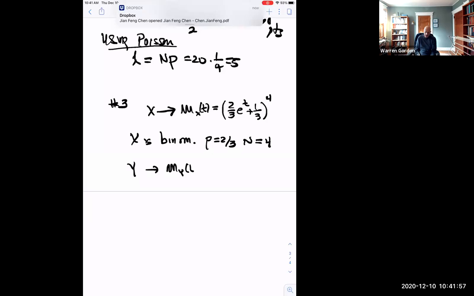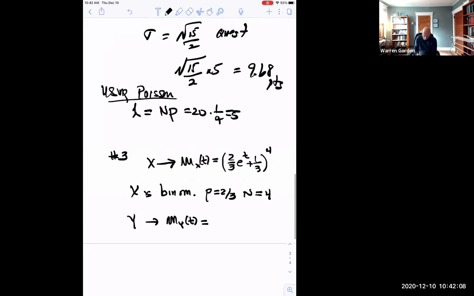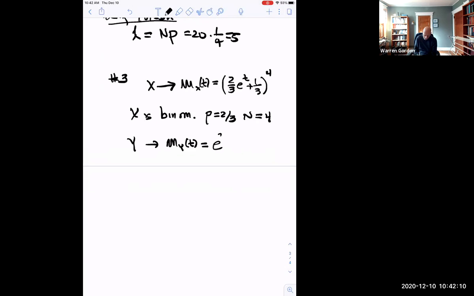Similarly, Y was given its moment generating function as, what was it? Which one did I give here? I probably gave the Poisson: e to the 2 (e to the t minus 1). That tells you Y is Poisson with parameter lambda equal to 2.